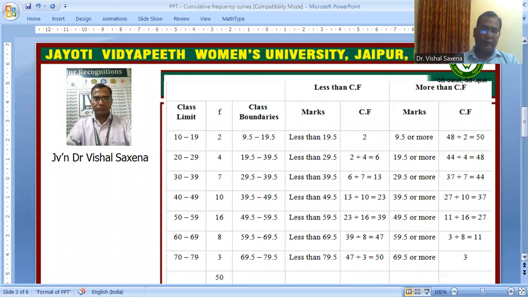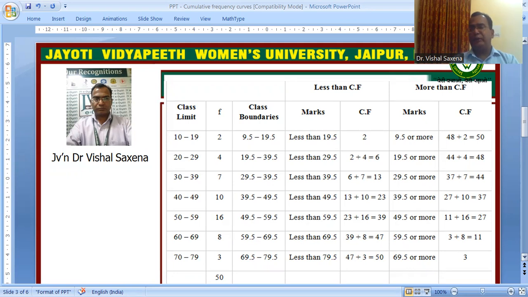Now in a similar way, we can draw the cumulative frequency for the more than type, which is also called the more than cumulative frequency curve or more than Ogive. Again, we first take the points on this coordinate system: 9.5, 50, then 19.5, 48, 29.5, 44, 39.5, 37, and 49.5, 27, 59.5, 11, and 69.5, 3.